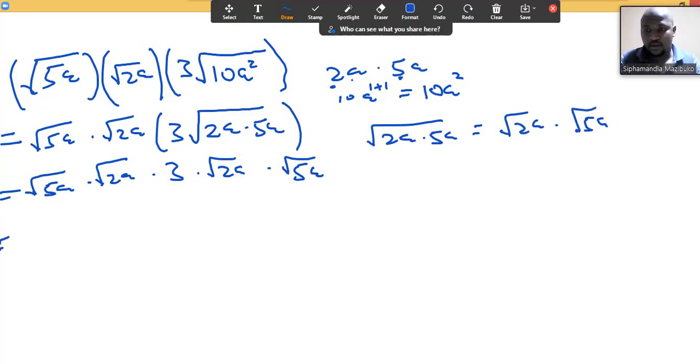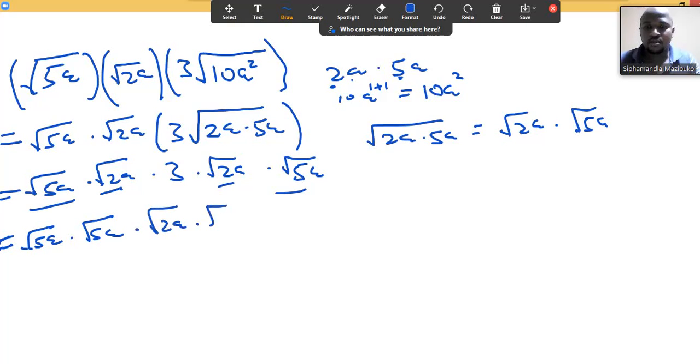Then let's move to our next step. Let's try to group some things that are common. You see, we have root 5a, we have root 5a, so we can say we have root 5a multiplied by root 5a. Then we have these two, root 2a and root 2a, so let's group those together: root 2a times root 2a. But we still have 3 here, so let's multiply by 3.